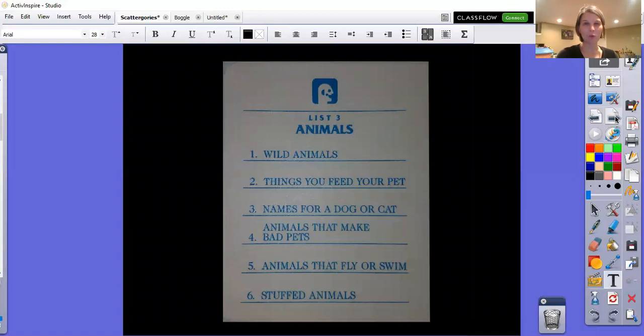List three, animals. Number one, wild animals. Two, things you feed your pet. Three, names for a dog or cat. Four, animals that make bad pets. Five, animals that fly or swim. Six, stuffed animals. Pick a letter, pause me, give yourself a minute, and have fun.